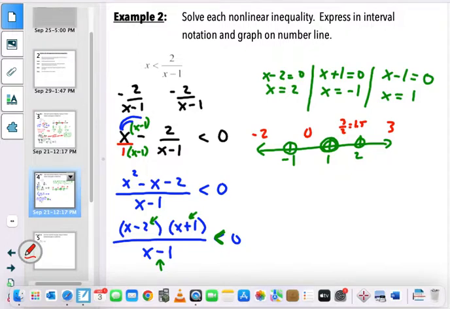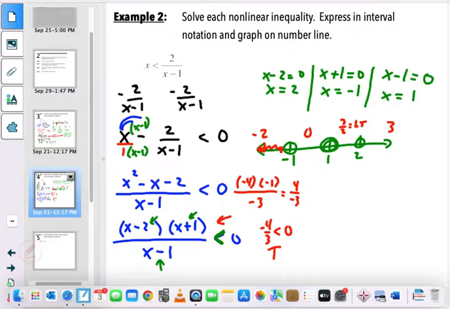So again, I like to put it over here in my factored form. So negative 2 minus 2 there is a negative 4. Negative 2 plus 1 here is a negative 1. Negative 2 minus 1 here is a negative 3. If I do the math on that, I'm going to get 4 divided by negative 3, which is going to give me a negative 4/3. Is a negative 4/3 less than 0? Yes, a negative number is always less than 0, so that's true. So I'm going to go ahead and shade in that section.